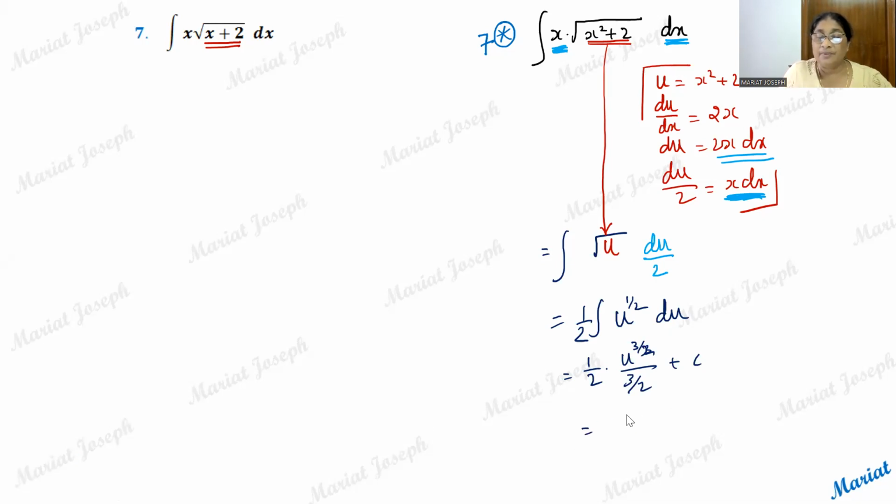Yes, Alina? What is it now? 1 by 3 into x square plus 2 raised to the power 3 by 2 plus c. This 7 star question we did, and all of you do this 7 star question, children. It's very much needed before we do question number 7.